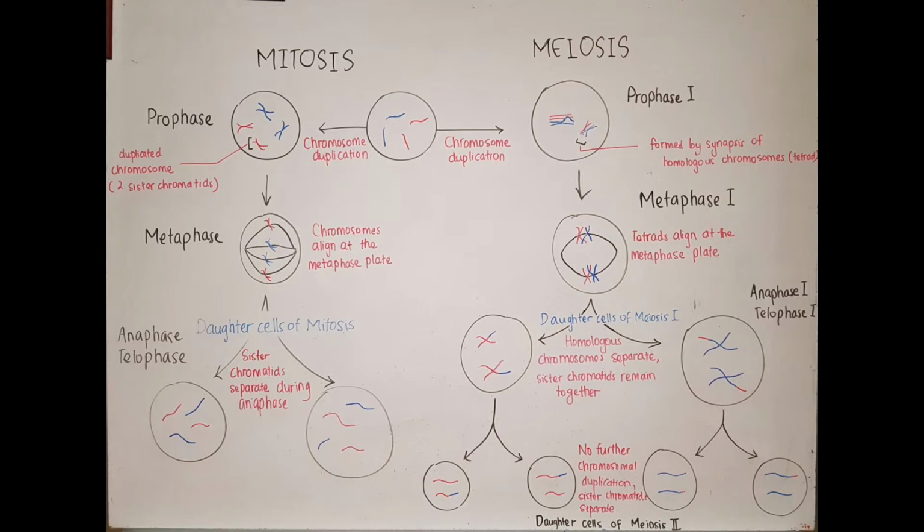This is followed by the breaking down of the nuclear envelope. In metaphase 1, the centrioles are at opposite poles of the cell. They will then be aligned on a plane equidistant from the poles called the metaphase plate. In anaphase 1, the two chromosomes separate and start moving towards opposite poles of the cell.